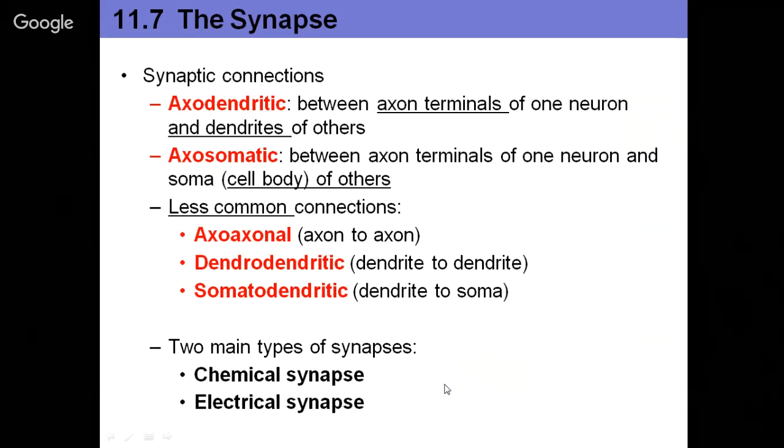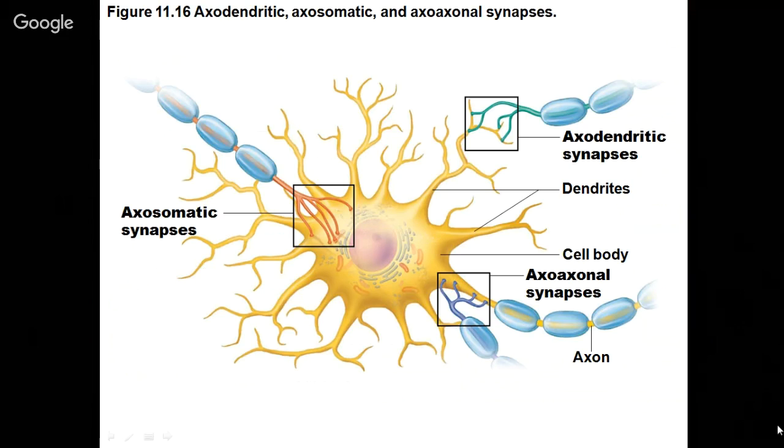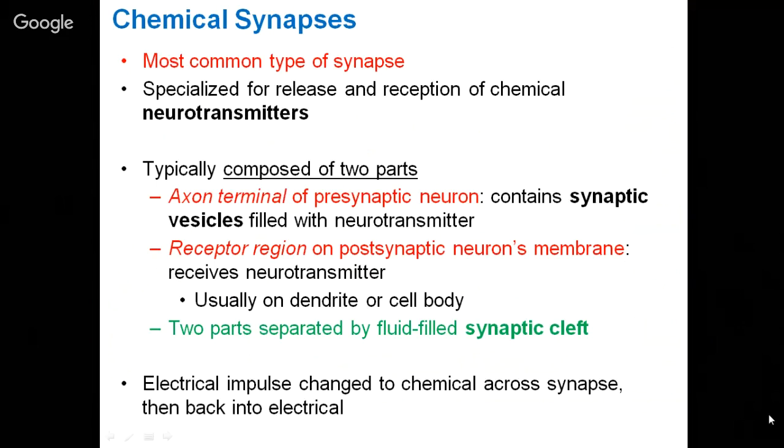There are two main types of synapses. They are the chemical synapse and the electrical synapse. So here it has shown the less common types. The axodendritic synapse, this is the dendrite, this is the axon, so axodendritic synapse. Axoaxonal synapse, this is an axon, this is an axon, so axoaxonal. Axosomatic, this is the axon, this is the soma, cell body of the receiving postsynaptic neuron.